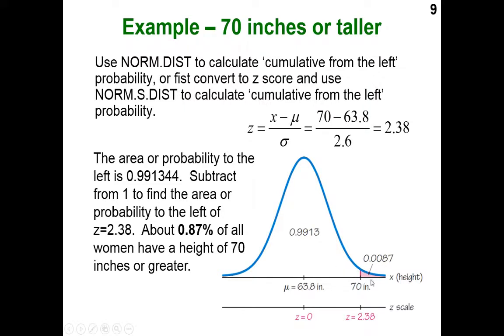So in this case, since we're looking at the area to the right of 70 inches, we'll need to subtract that from 1. If you subtract 0.991344 from 1, you get 0.87%. So less than 1% of all women have a height of 70 inches or greater. Because we're shading to the right, and this returns cumulative probability from the left, that's why we have to do 1 minus.